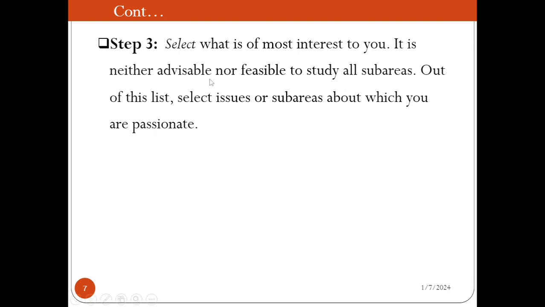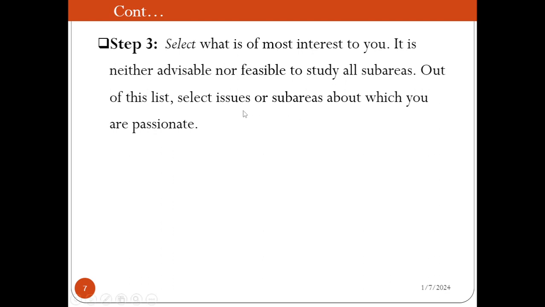It is neither advisable nor feasible to study all sub-areas. Of course, we looked into domestic violence. It has lots of dimensions and sub areas. It is not really possible for you to carry out investigation on all sub areas. Rather, you choose one or two, and then you start working on them.